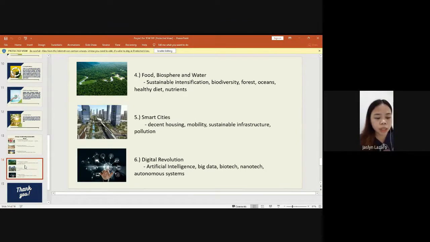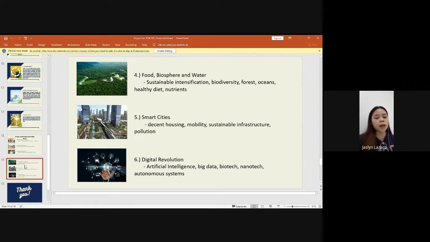And next yung GCash, kasi 'di ba yung GCash nakakatulong siya sa pagbabayad ng mga bills. So yung mga tao hindi na nila kailangang makadagdag dun sa pollution kasi hindi na nila gagamit ng private or kaya public vehicle. Number 6 is yung digital revolution.